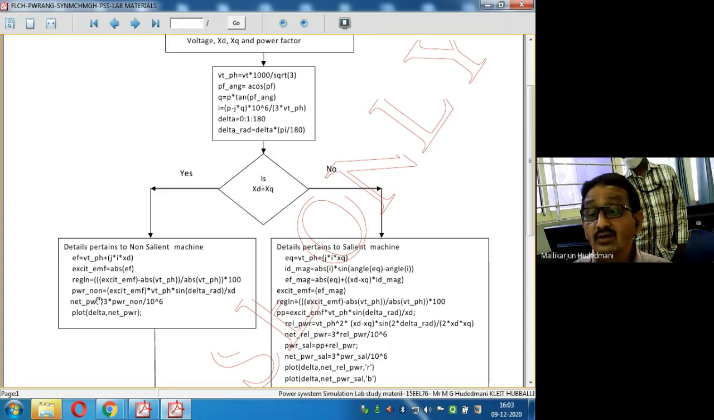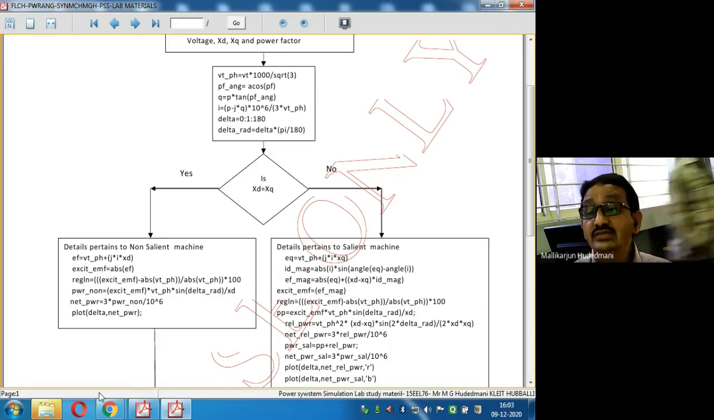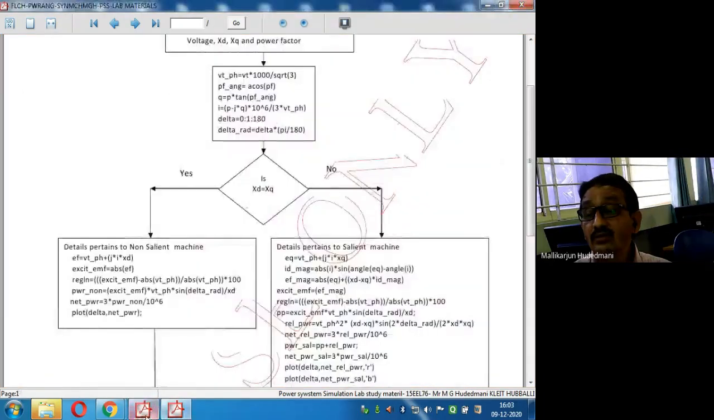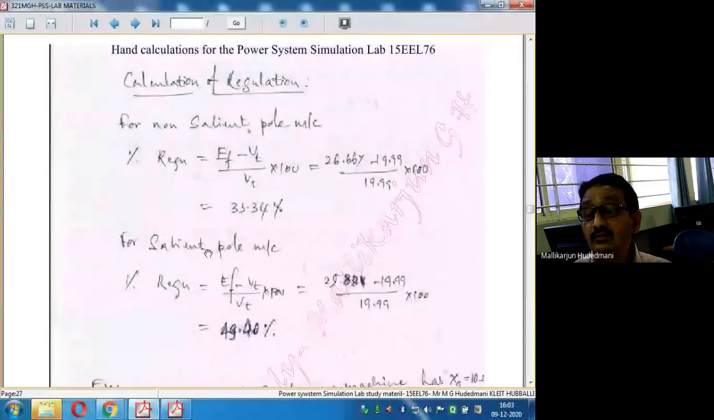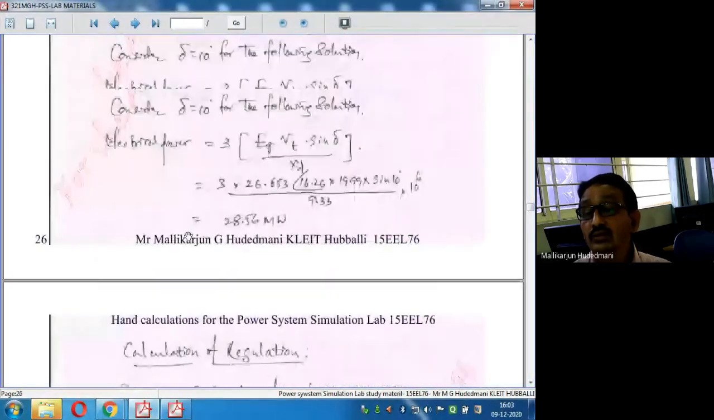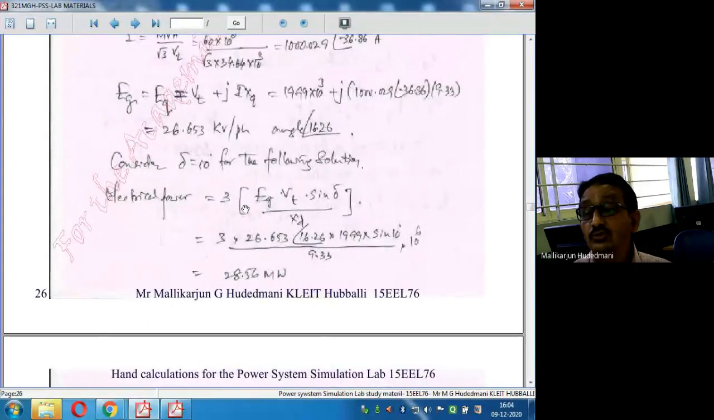Power non-salient is nothing but EF into Vt sin delta divided by xd. What is this exactly? I take you back. Here, what was my calculation? Power output is equal to 3 times Eg Vt sin delta, excitation EMF into terminal voltage sin delta divided by xd, into 3, is called total power.